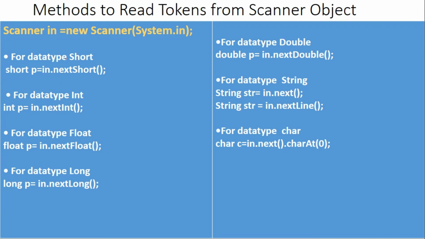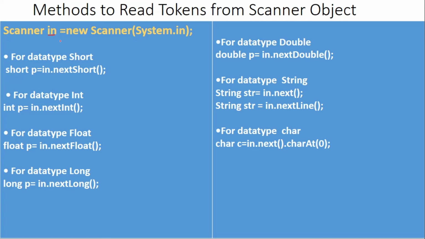Now these are the methods to read tokens from a Scanner object. So first we have to write import java.util.*. After that we have to define the main function, then declare variables. After that you have to write this statement, that means you have to create the object of Scanner. Here in is the object of the Scanner class.